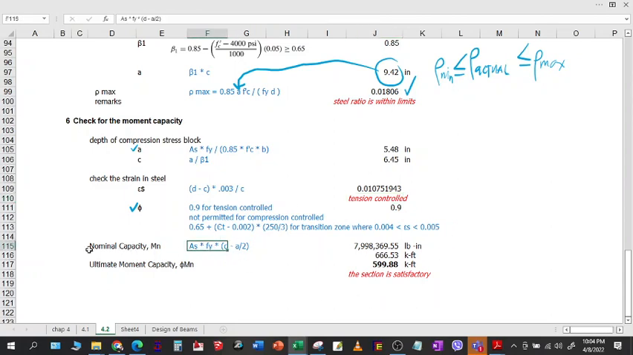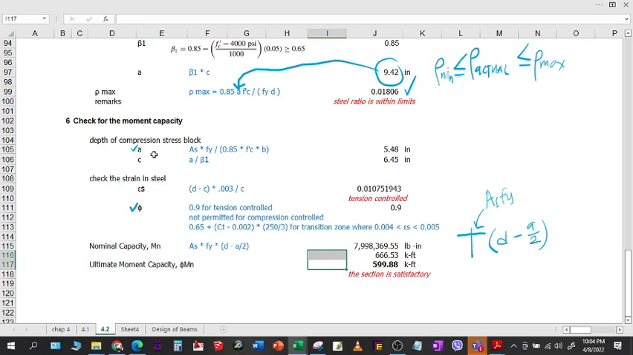So after that, we now know the phi, we now know the a, therefore we can solve the nominal moment capacity of the section. If you can recall, the nominal moment capacity is simply equal to the force, whether tension or compression, times the moment arm, which is d minus a over 2. And T, we know T is As fy. So As fy times d minus a over 2. The a that you are going to use is this. Plugging in the values, you can generate this answer in pound inch. And then divide it by 12,000, you can generate kip foot.